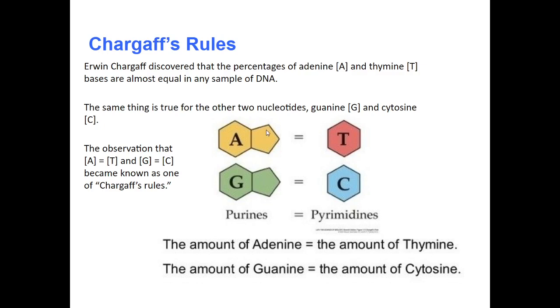But he did notice something very interesting. The amount of adenine always equaled the amount of thymine, and the amount of guanine always equaled the amount of cytosine. And this was really important because it means that there's always the same amount of adenine and thymine.